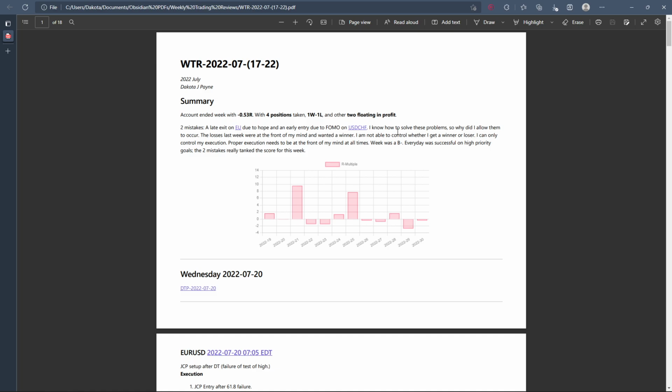Proper execution needs to be at the front of my mind at all times. The week was a B- for me. Every day was successful on high priority goals. The 2 mistakes really tanked the score. So the high priority goals are my daily trading plan and my daily report card, where I plan the day and review the day. That's on a day-to-day basis, and then this weekly review is the final topping off of the high priority task for the week.